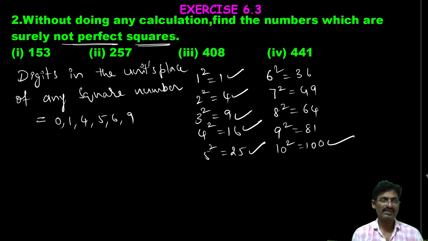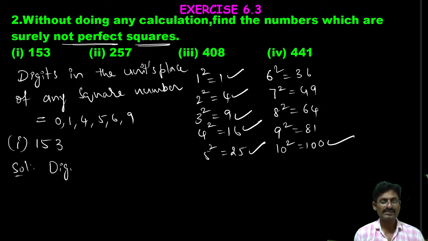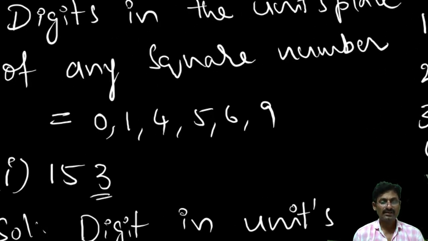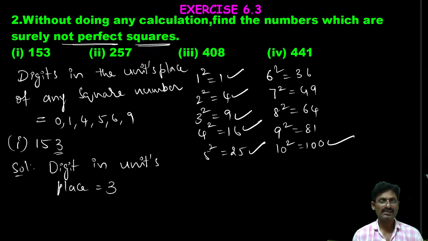So now let us go to the first problem, that is 153. So solution, digit in units place. What is the digit in units place? That is 3. Now check, this 3 is in the possible digits in the units place of any square number: 0, 1, 4, 5, 6, 9. There is no 3 here. So that means 153 is not a perfect square. So therefore 153 is not a perfect square.